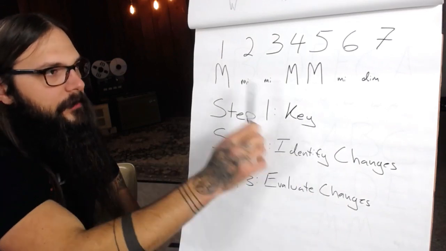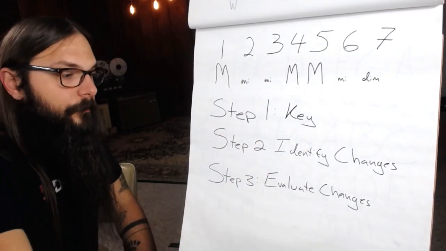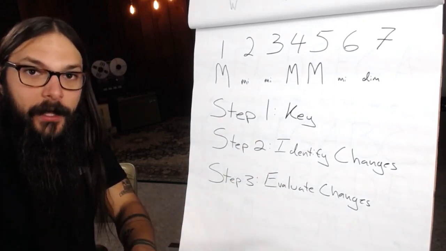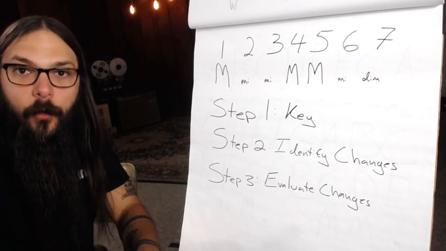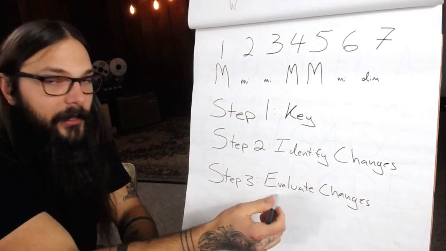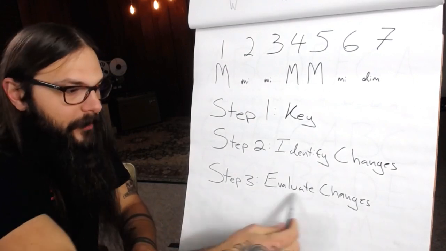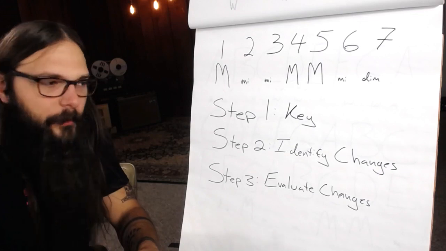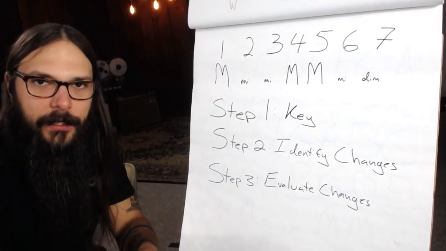Once you've identified the key, that gives you the chords that you'll likely run into. Once you've identified the changes, you can start to go ahead and identify what is happening in those changes. What chord is it going to? And then, of course, evaluate it by playing the song. If you evaluate it and say, gosh, it's about 80% right, I think there's one thing that's thrown me off, go back to identifying those changes.